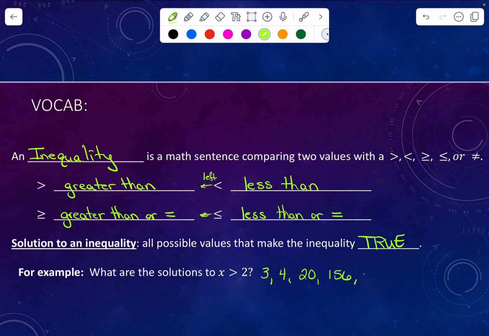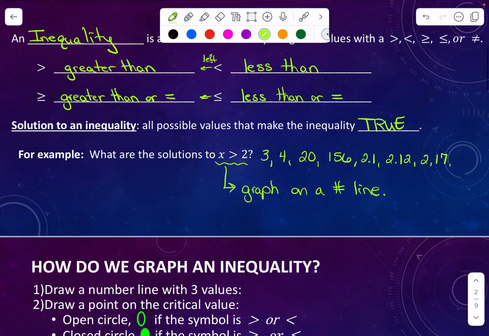But we also have things like 2.1, 2.12, 2.17. We could do all of those. So there's an infinite number of values there. So when we want to write the solution, we graph on a number line, because there is no way possible to list all of the solutions to that inequality. So we're going to graph the solutions on a number line. How do we do that?